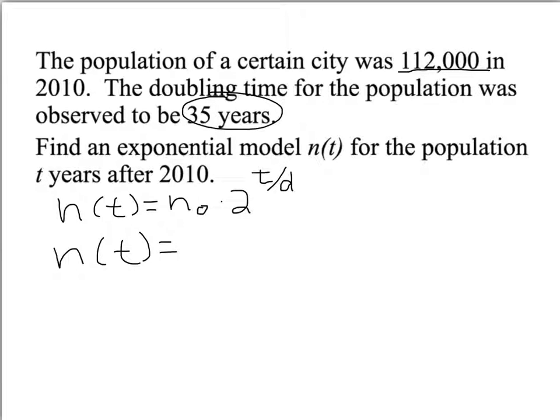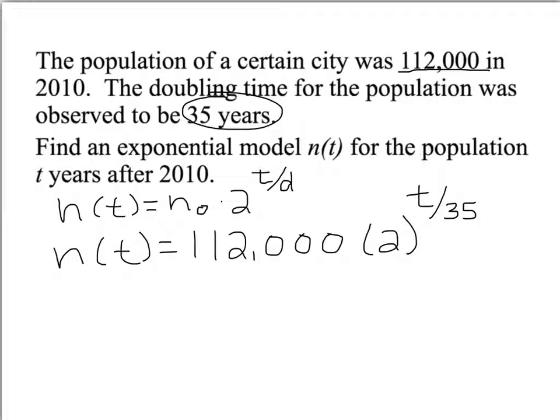N of t would be equal to 112,000 times 2 raised to the t over 35.